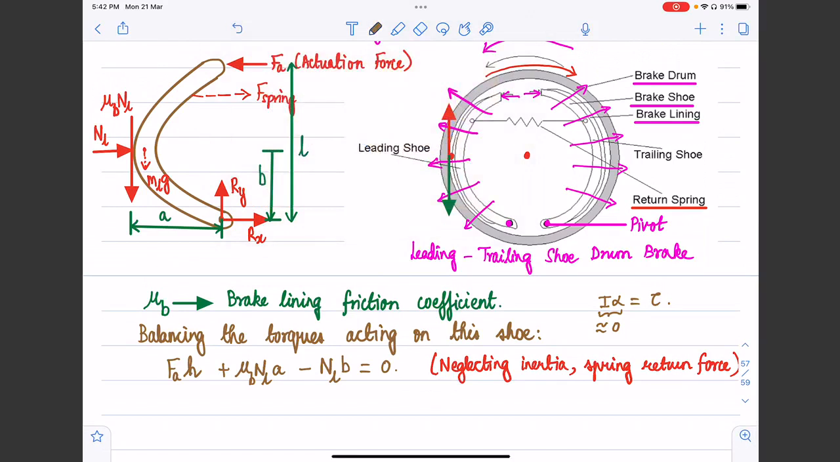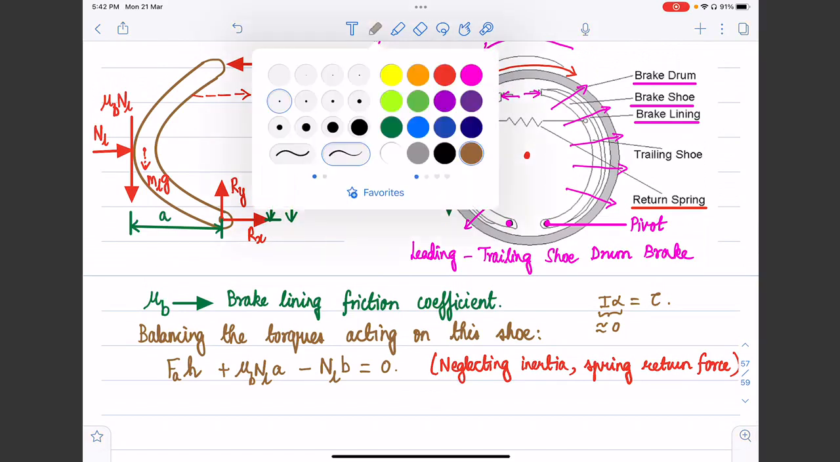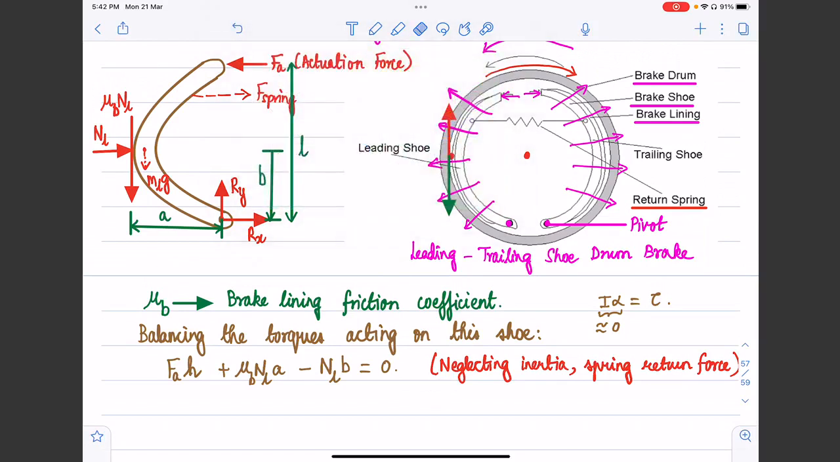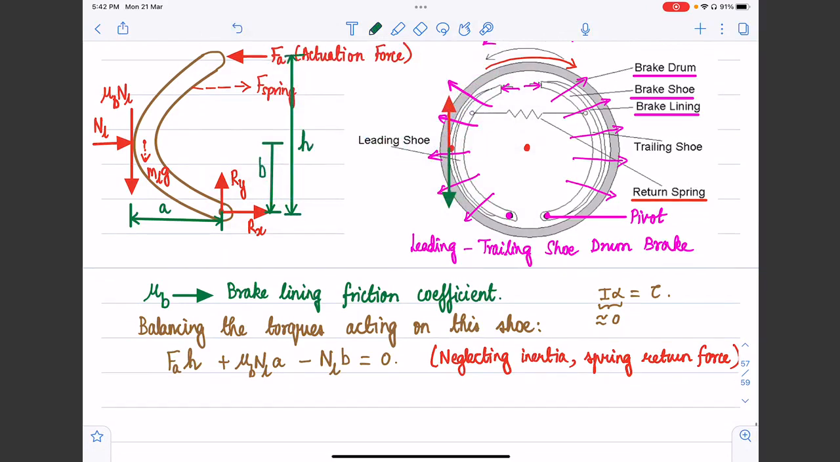So this should have been H. I just mixed it up with wheelbase. Wheelbase was anyway capital L, but this should have been H. Thanks for pointing it out. So this distance is H. I hope now it's clear.